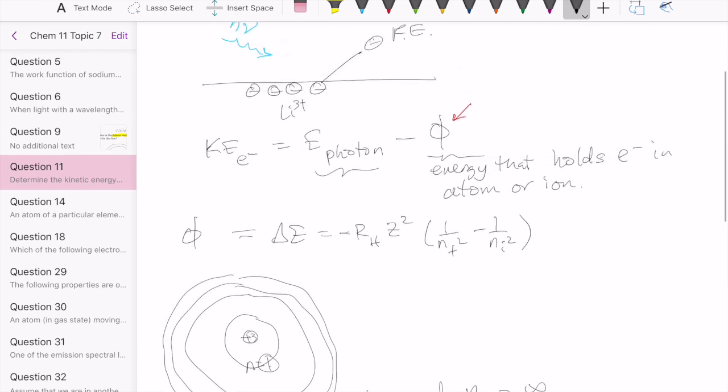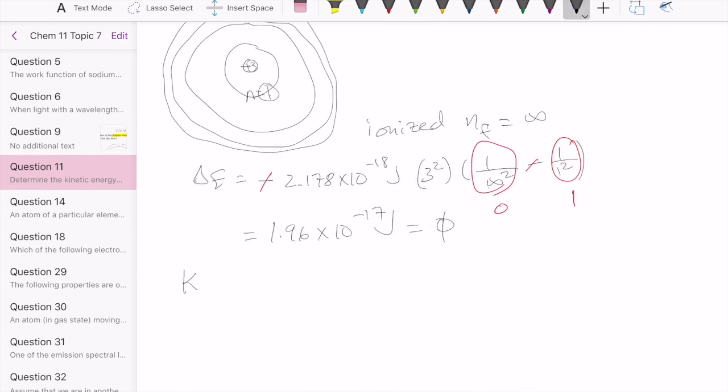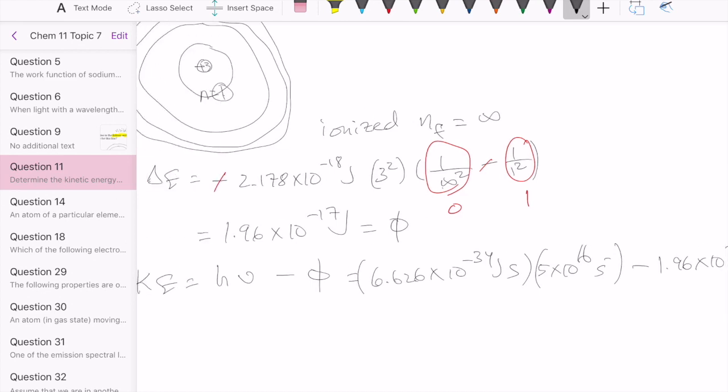So now we bring it back to the original equation, which is this one right here, to calculate the kinetic energy. So the kinetic energy is going to be the energy of the incoming photon, which is h nu, that's your h, and then the frequency is 5 times 10 to the 16 per second, minus the work function of 1.96 times 10 to the minus 17 joules, and what we end up getting is 1.35 times 10 to the minus 17 joules.